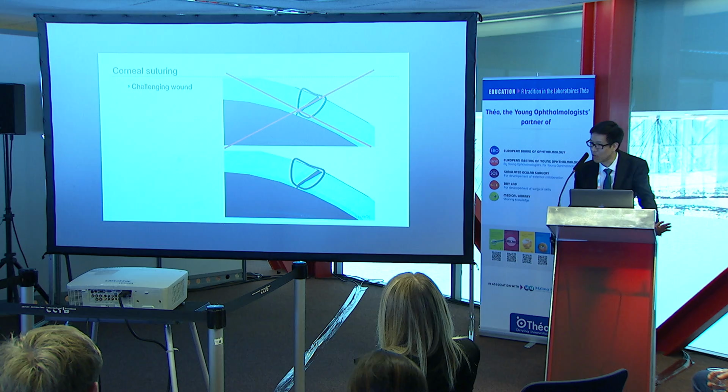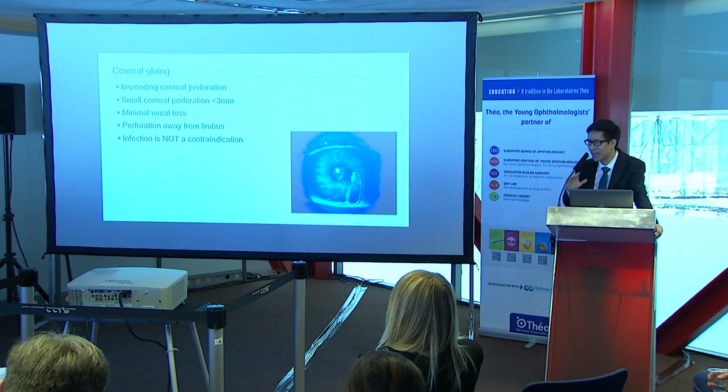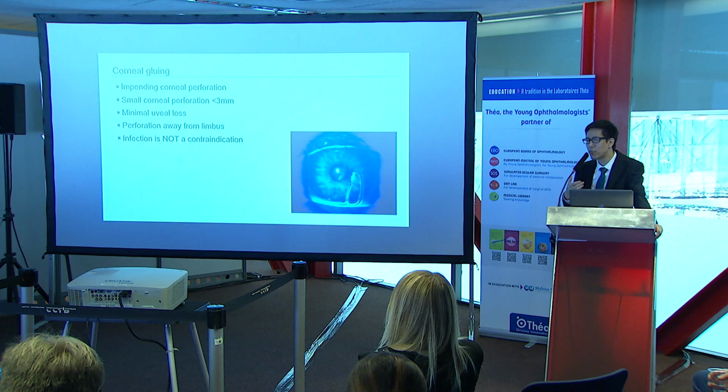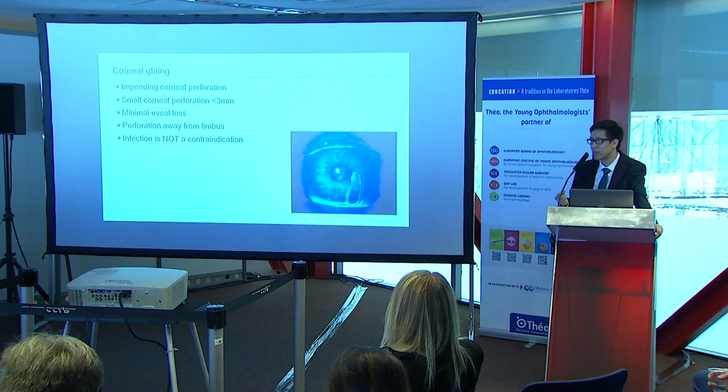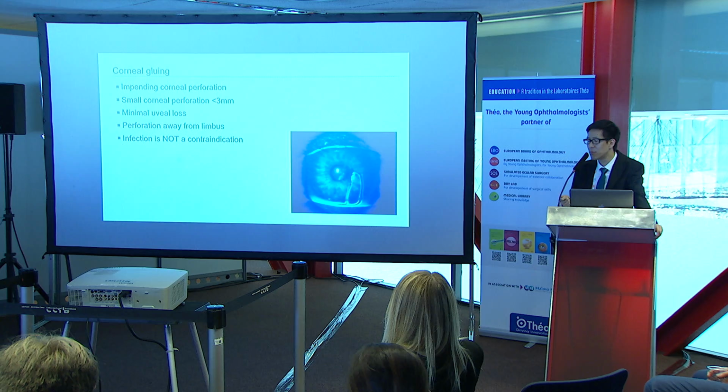Now we said that we'll talk about corneal gluing. So for the last 10 minutes or so, we just talk about how to do it because quite frankly, a lot of the penetrating eye injury that we see may not be as big as needing a suture. And it's important for a young ophthalmologist to know how to do simple gluing. And the good thing is that with gluing, sometimes the cornea actually seals itself afterwards without needing further surgery. So it's useful to know.